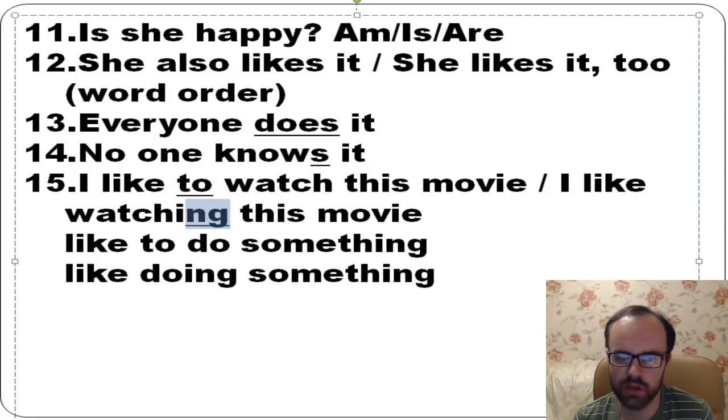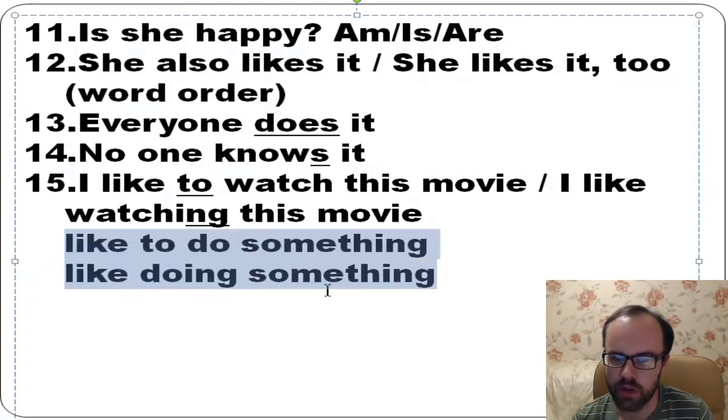Okay, so look, is she happy? Am, is, are. She also likes it. She likes it too. Word order. Everyone does it. No one knows it. I like to watch this movie. I like watching this movie. Please remember these structures. Like to do something or like doing something.